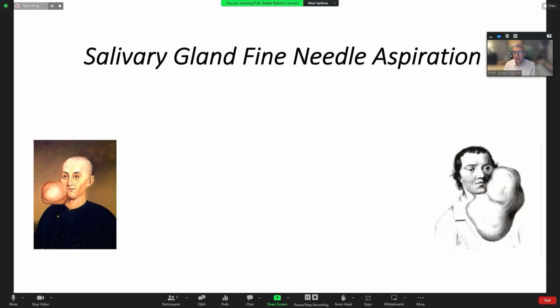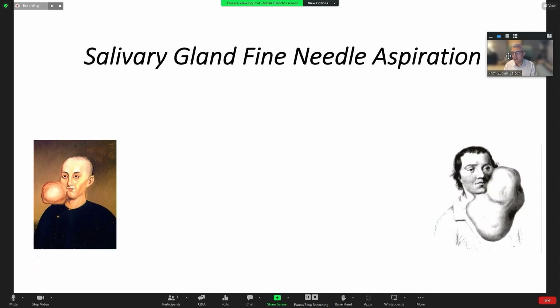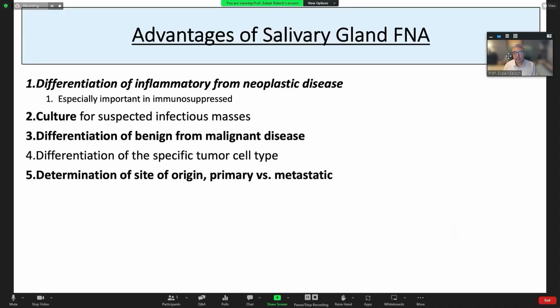I'm going to start with these two shots here. If you ever happen to be at the Louvre in France, these are etchings, which are wooden blocks by artists. You can see these are salivary gland tumors, most likely pleomorphic adenomas or giant sebaceous-type adenomas in those days.